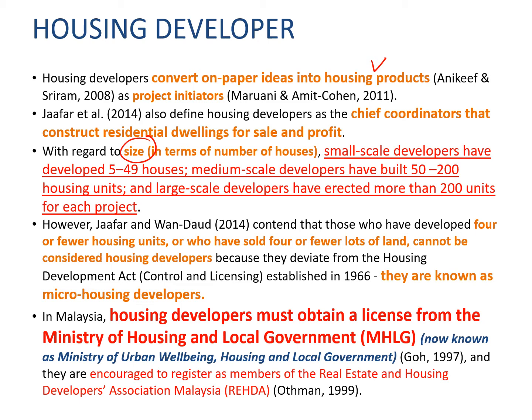All right. So you must understand, you are a developer when you develop more than 4 units of houses. Okay, so whoever develops less than 4 units of houses, and also maybe does transactions of 4 or fewer lots of land, they are not considered as housing developers. So they are known as micro housing developers.